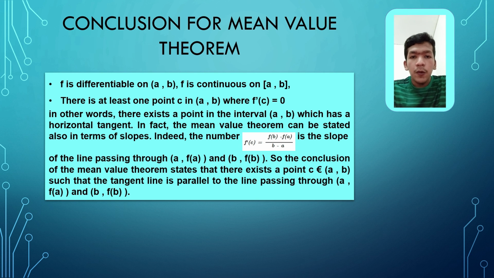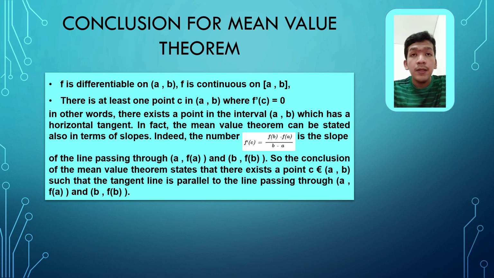So next, the conclusion for the mean value theorem. This theorem states that if f(x) is defined and continuous on the closed interval a, b and differentiable on the open interval a, b, then there is at least one number c in the interval a, b. In this case, we have f'(c) equal to 0. In other words, there exists a point in the interval a, b which has a horizontal tangent.